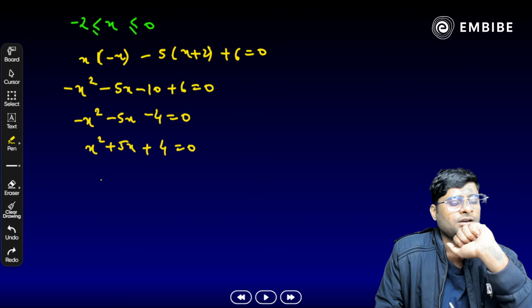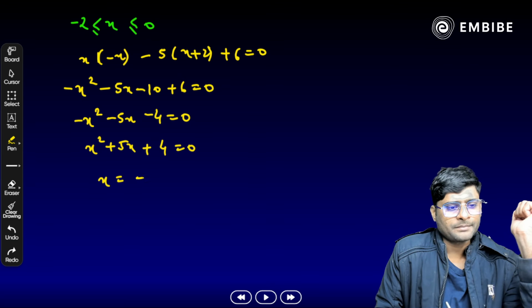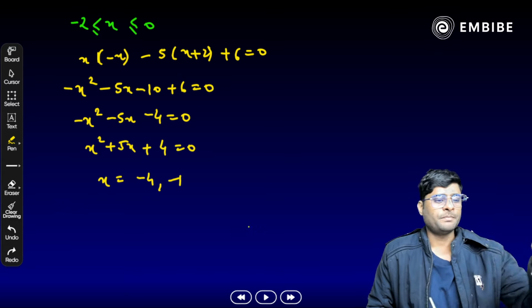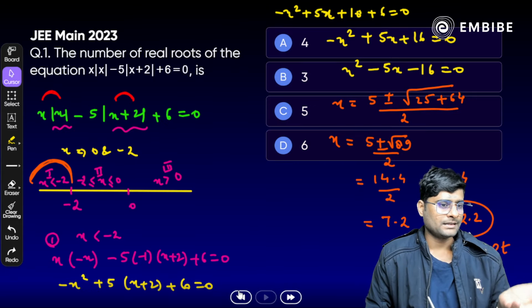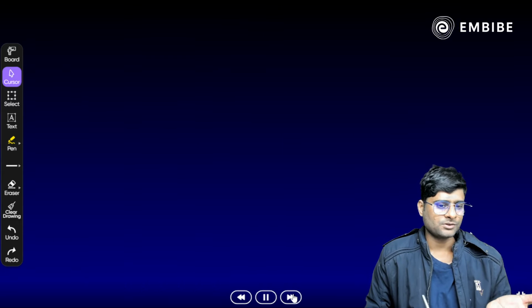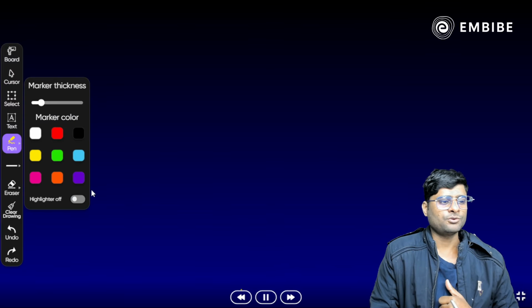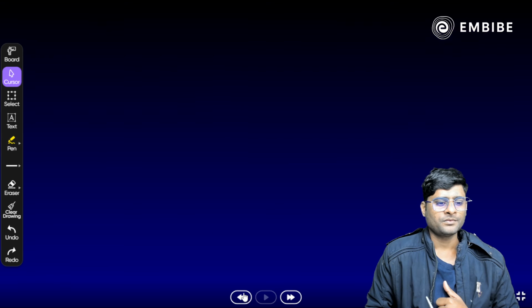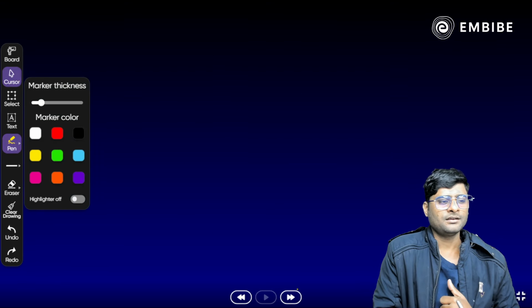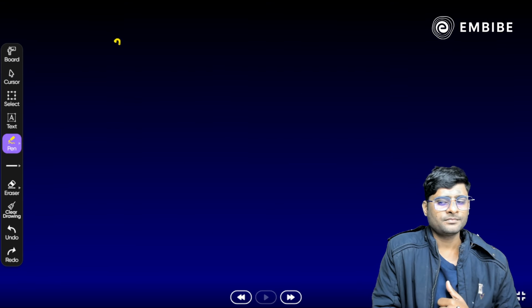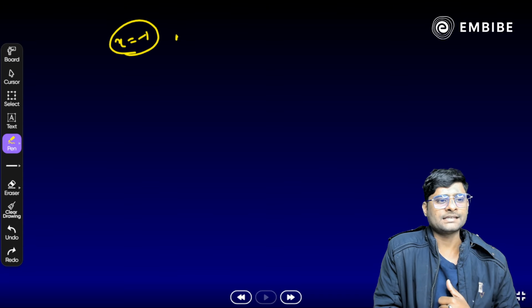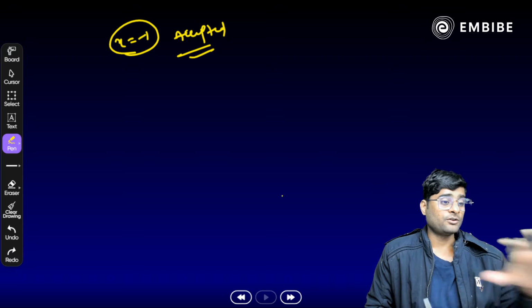The equation has two roots, minus 4 and minus 1. So between 0 and minus 2, which one is accepted here? We have to take out x equal to minus 1, which is accepted. Correct? Exactly. Now the last one.